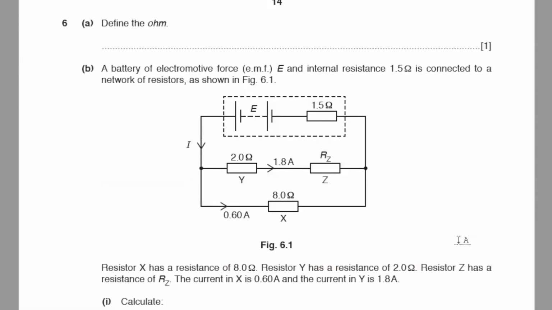Question number 6, define the ohm. So resistance is equal to potential difference divided by current. However, in this part, they are referring to the units. So 1 ohm is equal to 1 volt per ampere.